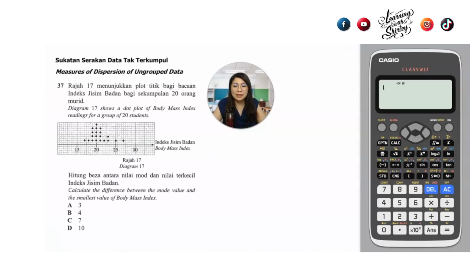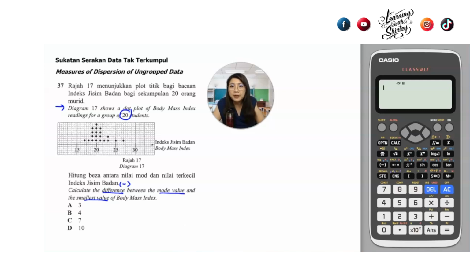Let's look at question number 37. This is on measures of dispersion of ungrouped data. Diagram 17 shows a dot plot of body mass index readings for a group of 20 students. Calculate the difference. The operation is minus between the mode value, where mode means the highest frequency, and the smallest value of the body mass index. Body mass index is the BMI.